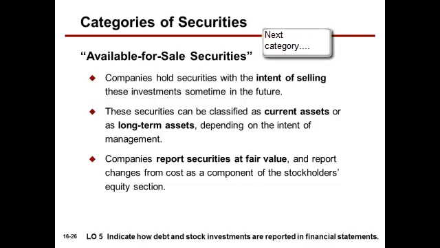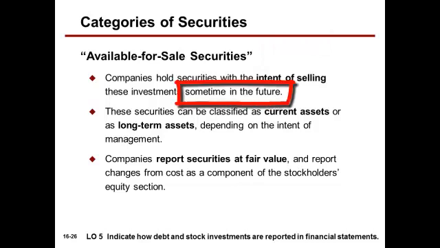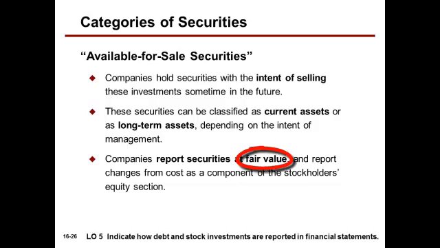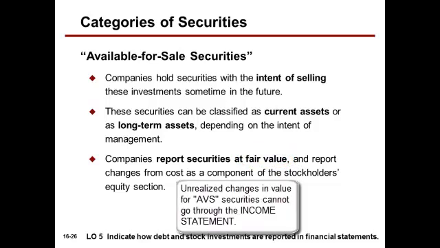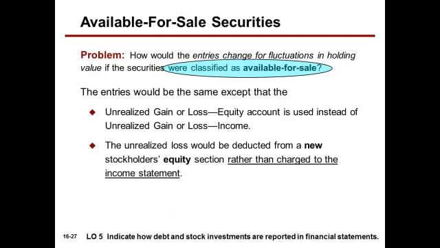Available for sale securities. Companies hold these with the intent of selling these investments sometime in the future, not known. These securities can be classified as current assets, or they could be classified as long-term assets, depending upon the intent of management, how long they intend to hold on to them. Companies report available for sale securities at fair value and report any changes from original cost as a component of the stockholders' equity section. These changes from cost cannot flow through the income statement. We'll see an illustration shortly.